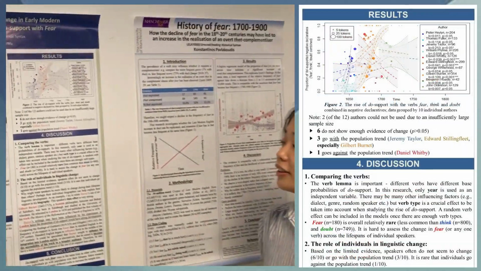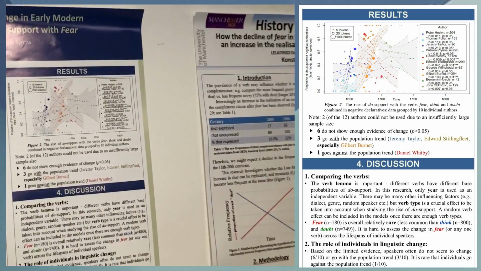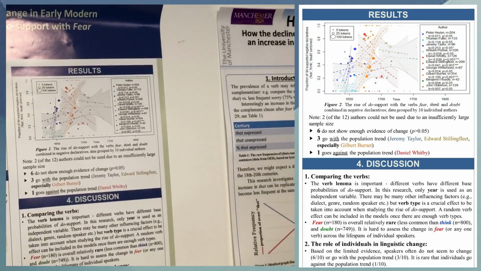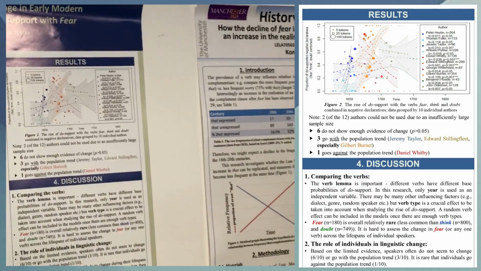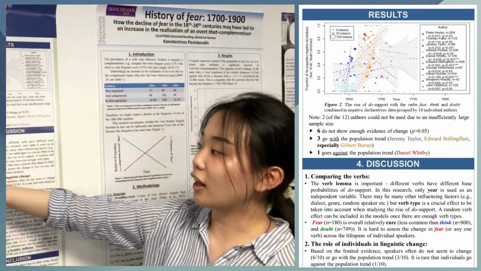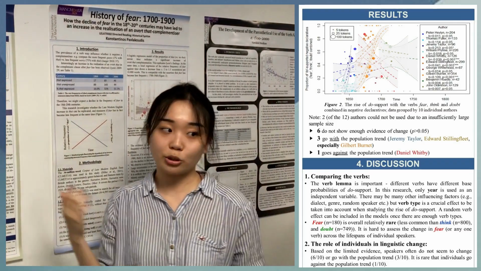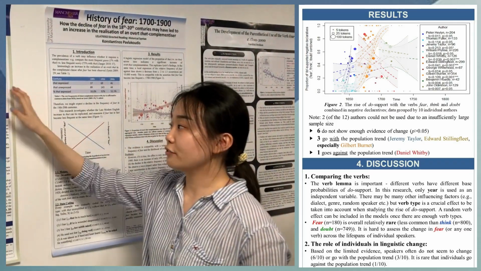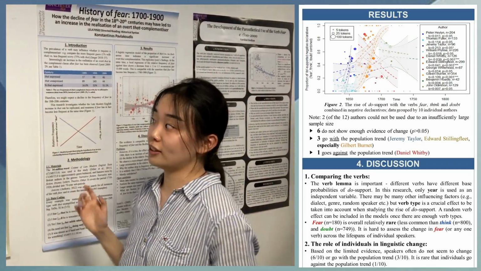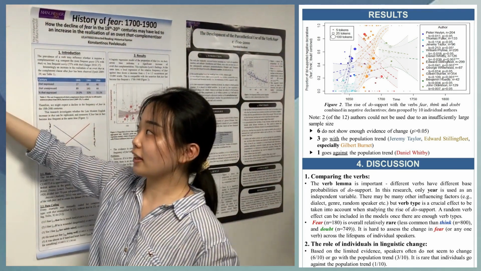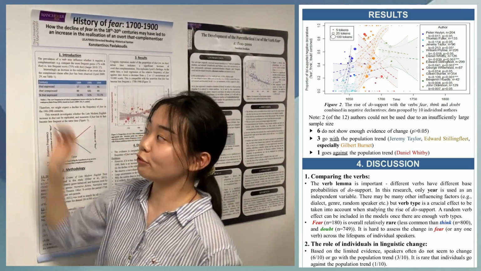In this figure, there are 10 lines which indicate the rise of do support of 10 authors. I mentioned that I select 12 authors, but 2 of them, Samuel Clarke and Giles Jacob, don't have enough data, so the model cannot be fitted. So in this figure, you can see 6 of them don't show enough evidence of change. You can see lines like this are very flat.